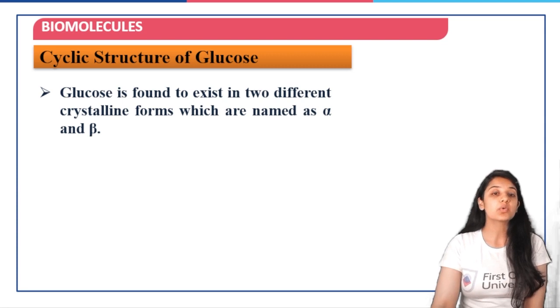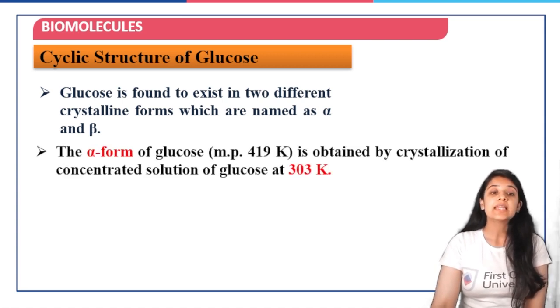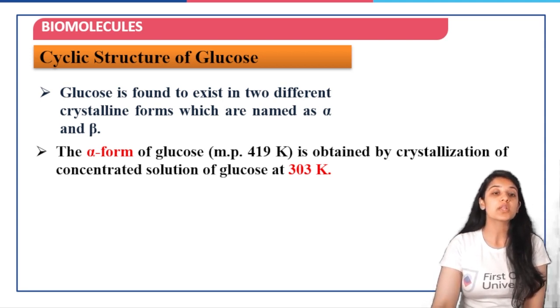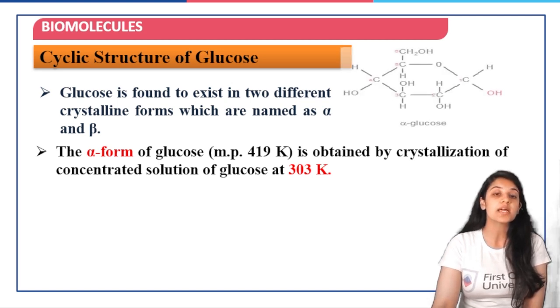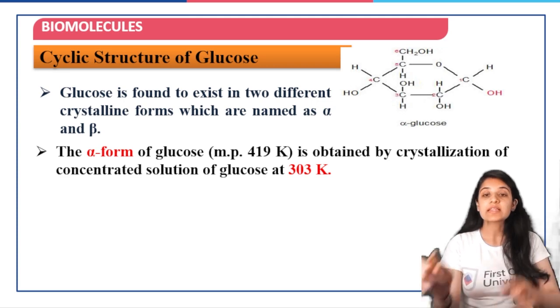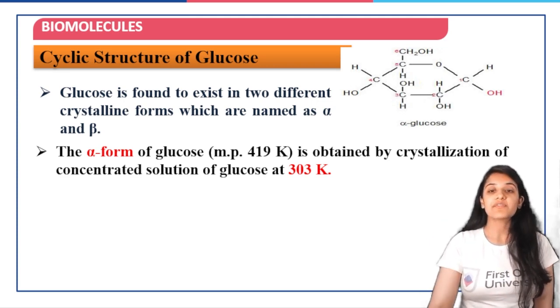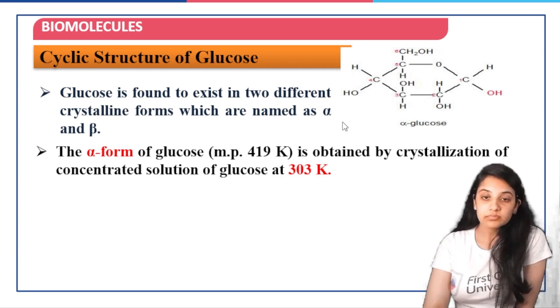Thirdly, glucose is found to exist in 2 different crystalline forms named alpha and beta. The alpha form of glucose has a melting point of 419 Kelvin and is obtained by the crystallization of a concentrated solution of glucose at 303 Kelvin. So this is alpha glucose. This is the cyclic structure of glucose that I was talking about. So what you have, if you carefully see.